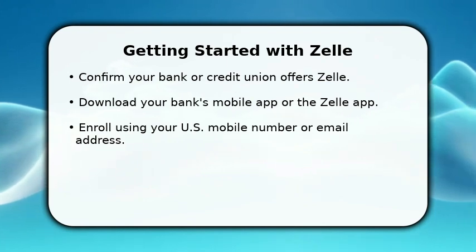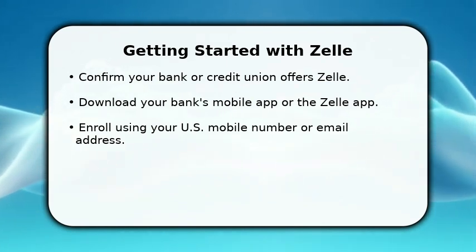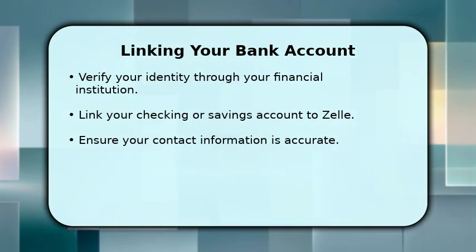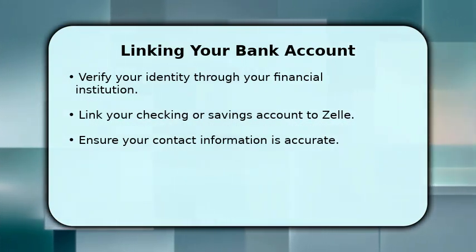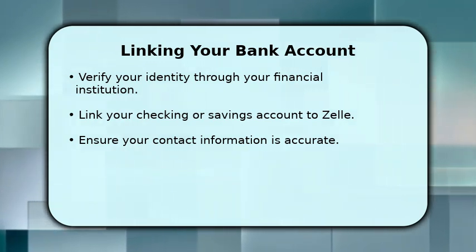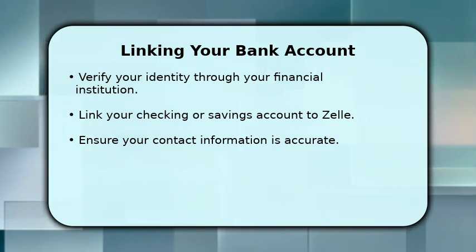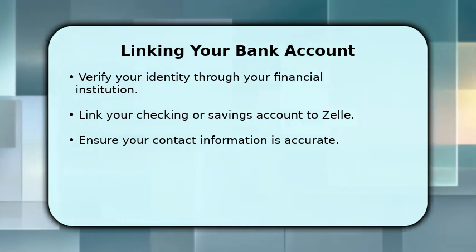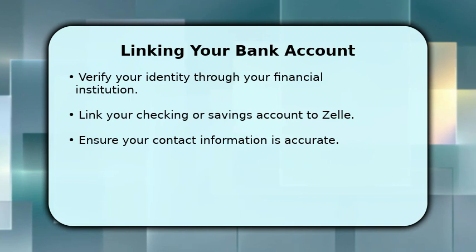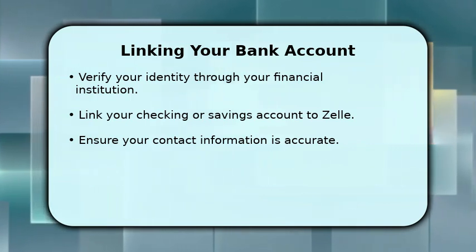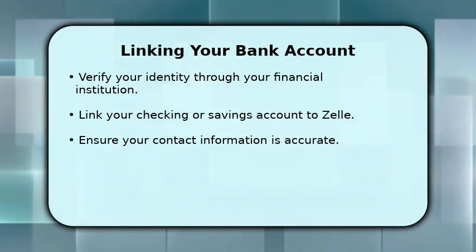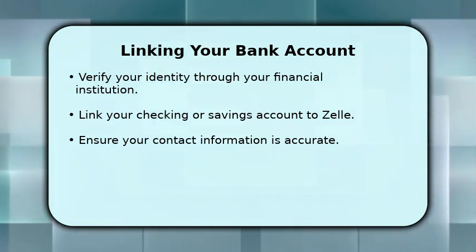You'll typically use your U.S. mobile number or email address to register. Once you've started the enrollment, you'll need to verify your identity. This usually involves a quick process through your financial institution's app or website. After verification, you'll link your checking or savings account to your Zelle profile. It's crucial to double-check that all your contact information, including your mobile number and email, is accurate to prevent any issues with sending or receiving money. This step ensures secure transactions.